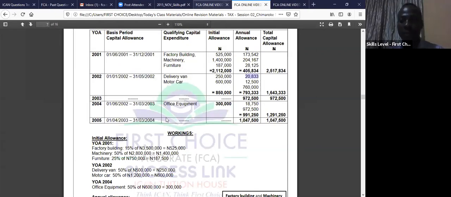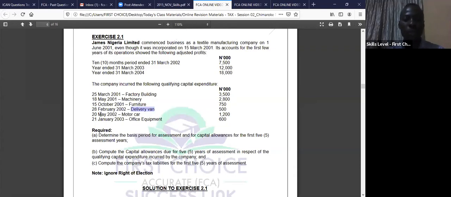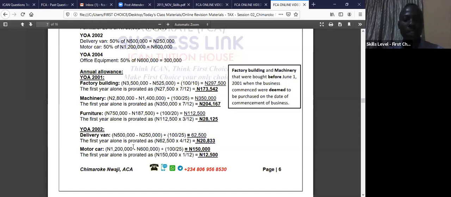Then when we get to the motor vehicle, we bought it in May of that same year. And so see what we did for the motor vehicle: the cost minus the initial allowance, divided by 4 years, gives you 50 here. For the first year, we bought this in May, so we are using it for just 1 month out of 12 months in the basis period. And so when we multiply this by 1/12, we get 12,500. So that's how we got our 12,500.